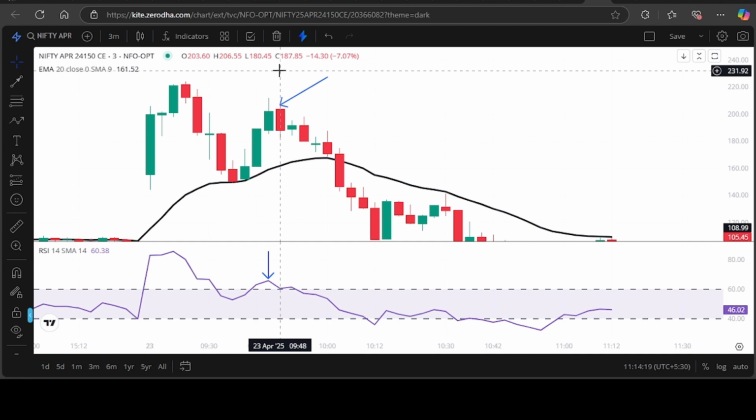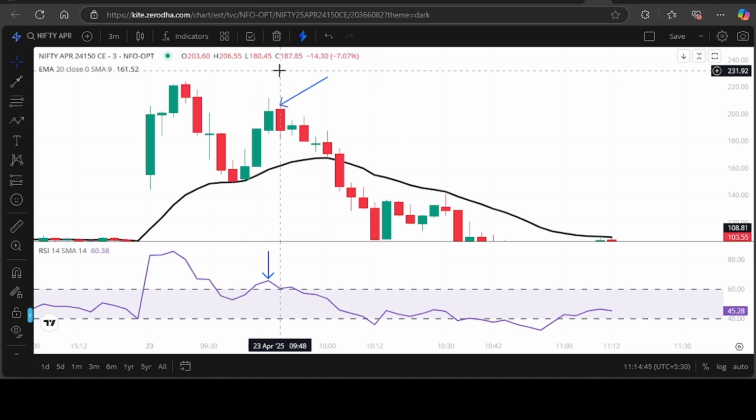I have a few other ways to trade these kind of candles if the setup looks good. I'll just give you a small brief about what other way I follow. Instead of taking the highest point and the lowest point of the candle, I take the closing point and the opening point of the candle.